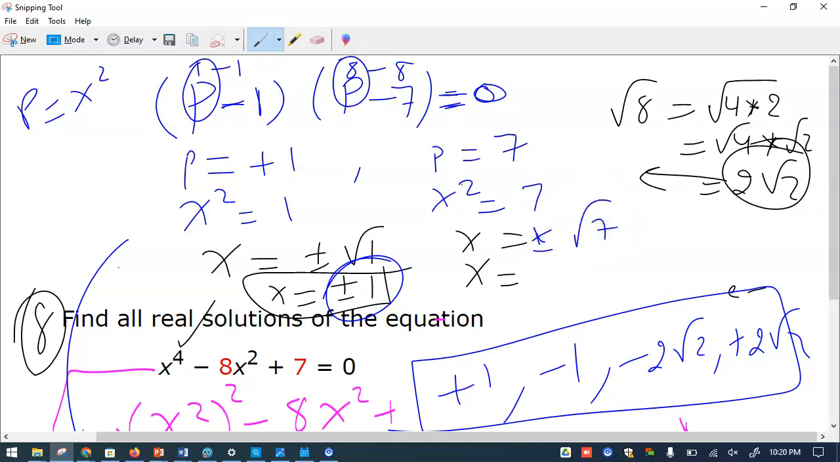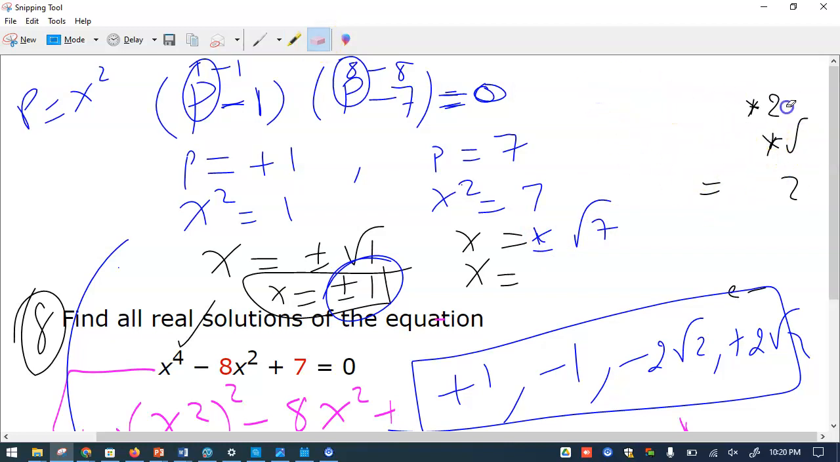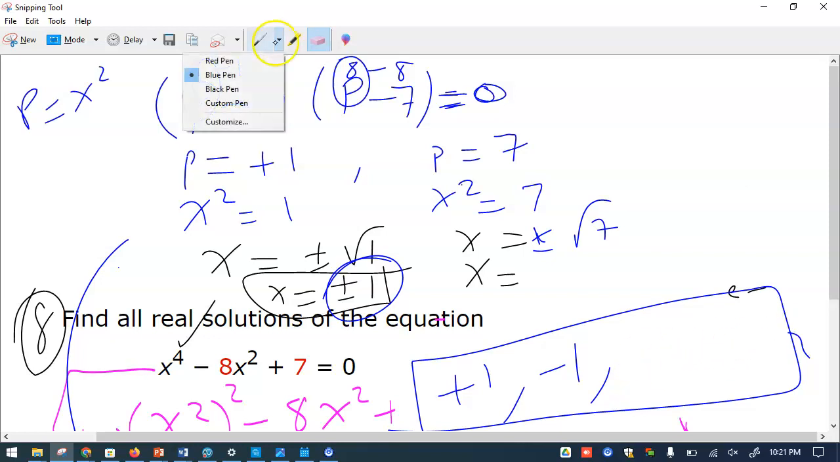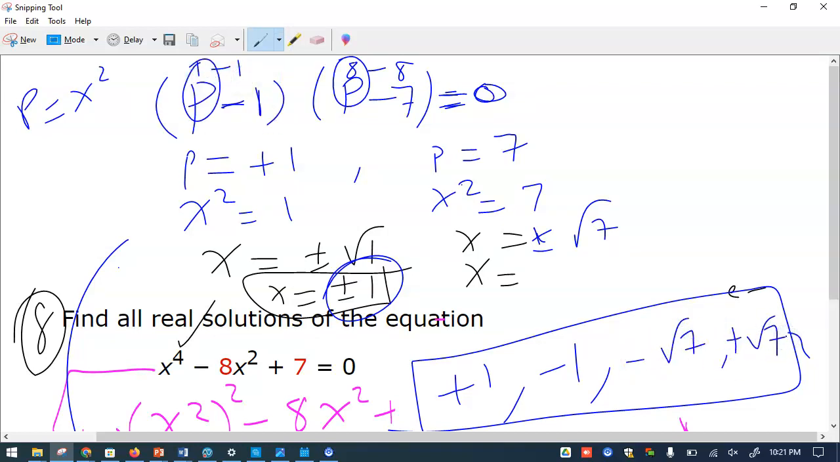So two answers will be, of course, I try to show this just in case you had to have 8, then that's how you would do it. But right now, it's just a square root of 7. So you don't keep it like that. So it's minus square root of 7 and plus square root of 7, and you're done.